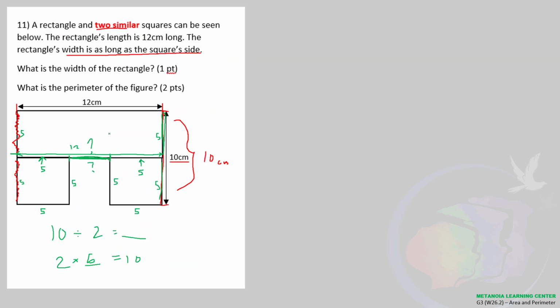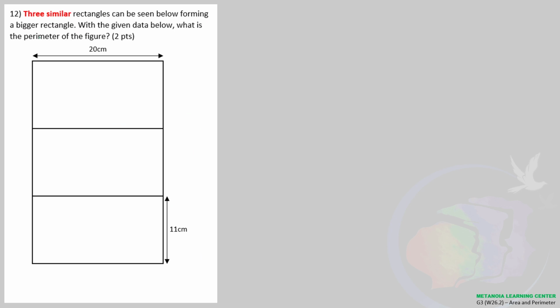Okay? And for the last number, 12. 3 similar rectangles can be seen below, forming a bigger rectangle. With the given data below, what is the perimeter of the figure? Okay, this is basically very easy. Kasi given na lahat eh. You know that this is 20. Opposite side of it is also 20. So 20 to. 11. Each side is equivalent, width is equivalent to 11. So all the data are already there. So you already know what to do. Again, you're not supposed to include this in the measurement. Okay? So that is it for today.